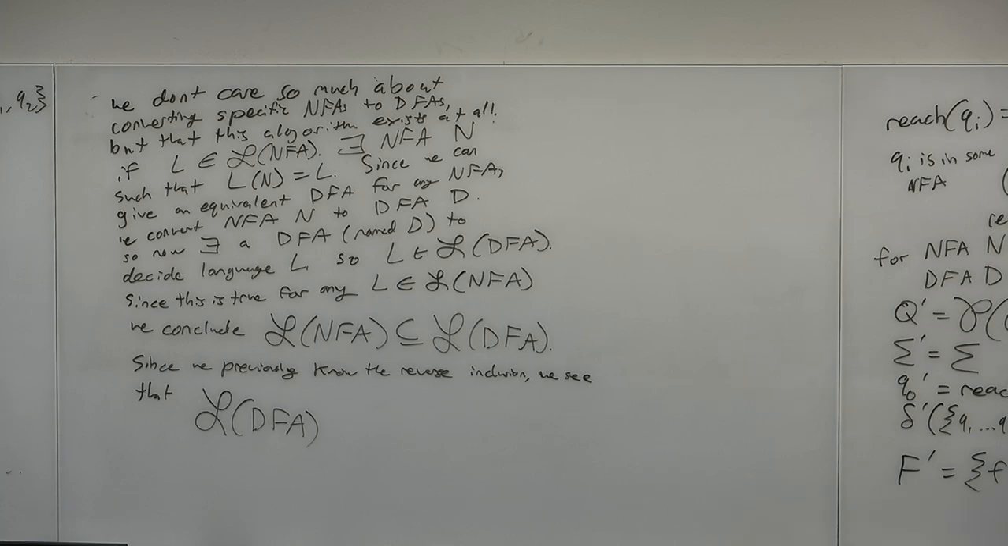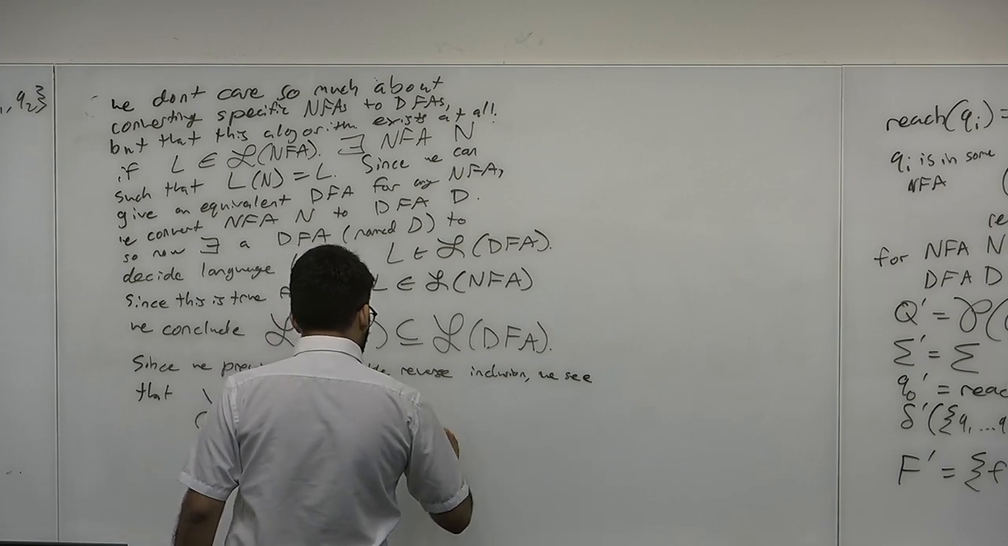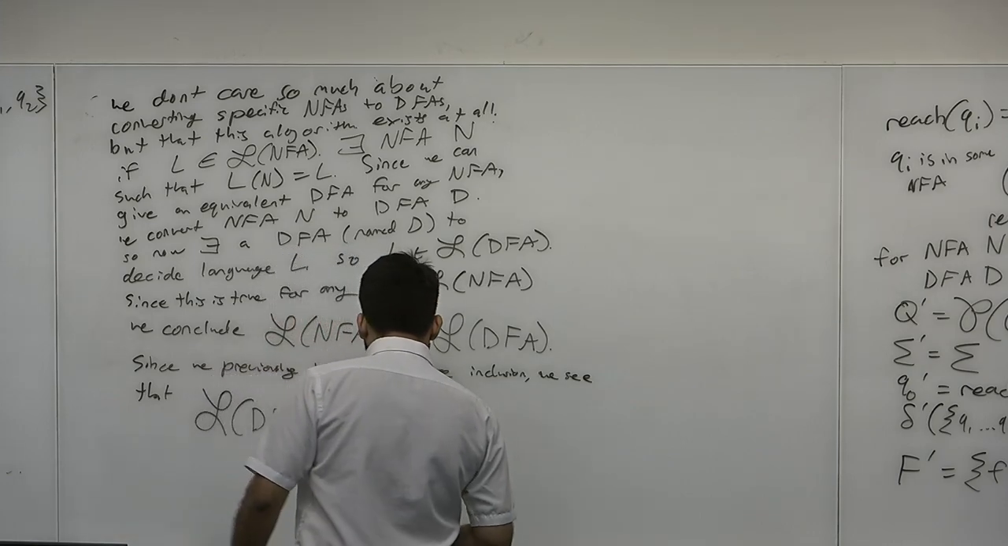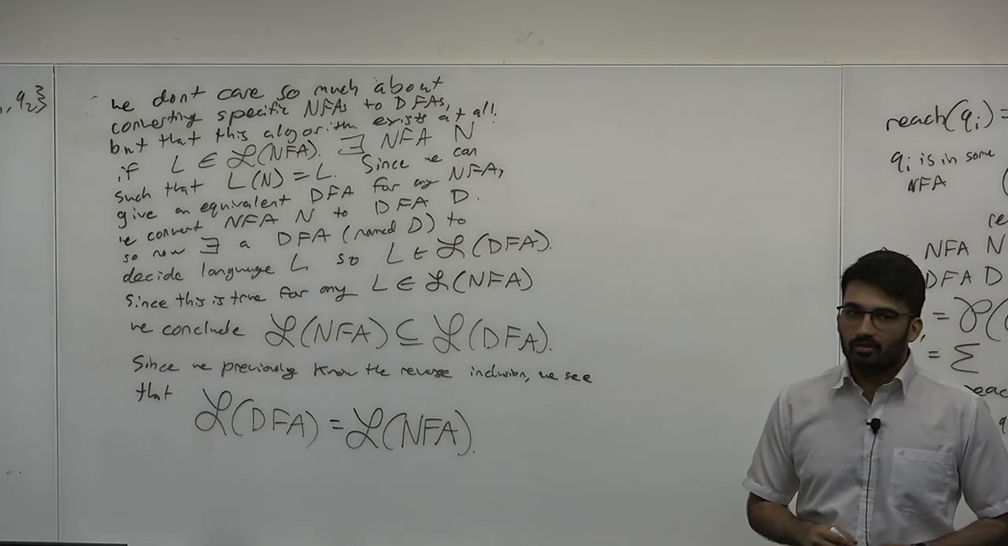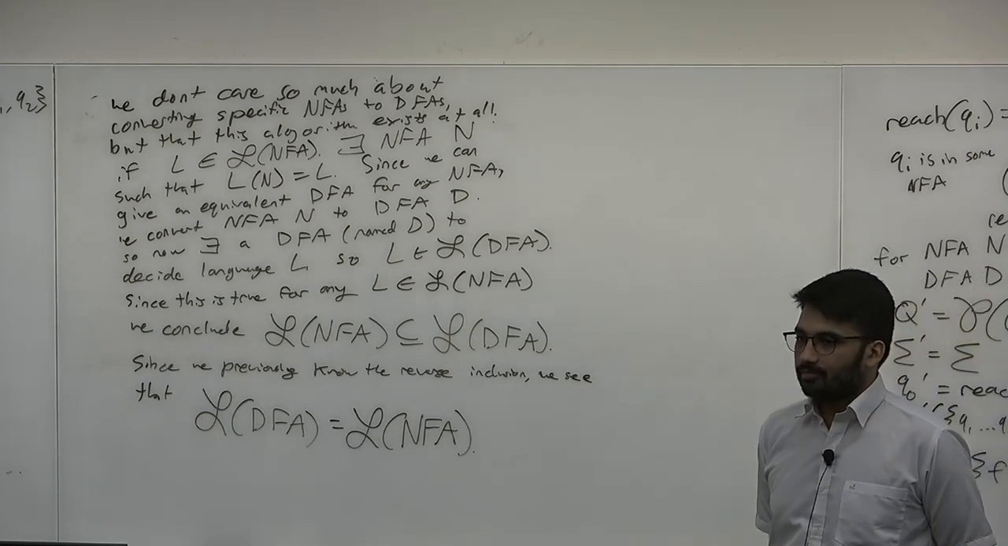We see that L(DFA) is equal to L(NFA). So the NFAs are exactly as powerful as the DFAs. Yes? How do you handle the epsilon, like the free transition?